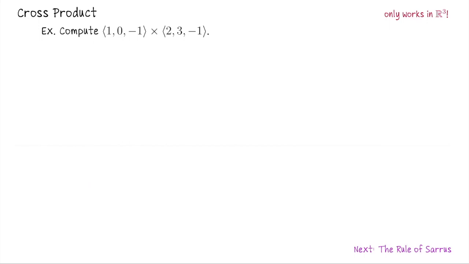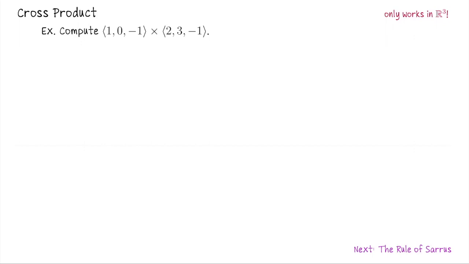Okay, so what is the cross product? Well, we're going to have an algebraic approach, which we're about to do, and a geometric approach. So before I explain what the cross product creates, what the point of taking a cross product is, let's just go through the algebra of how to actually compute it. I think the best way to learn this is with an example. Let's compute the cross product of the vector 1, 0, negative 1, and 2, 3, negative 1. So we'll cross these two vectors in this order.